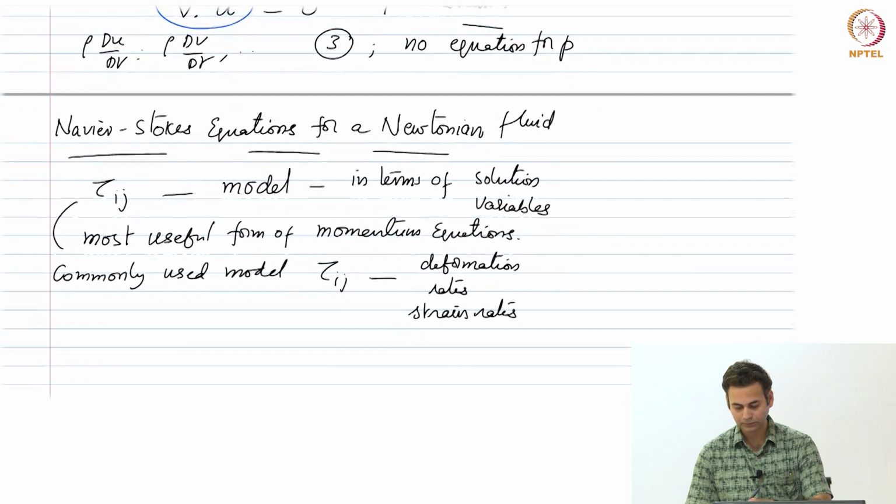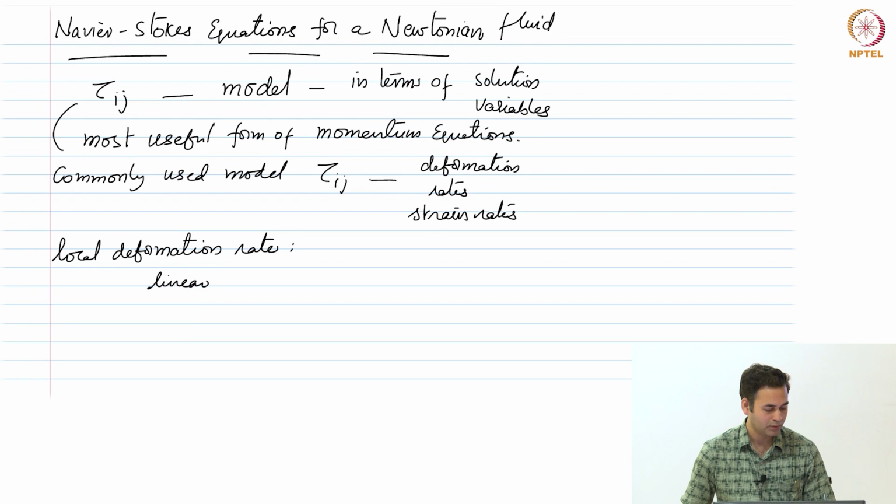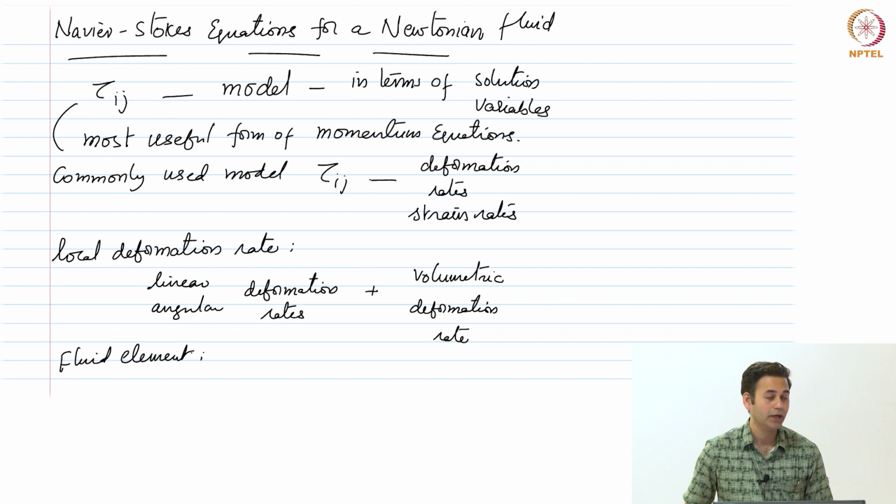So, the local deformation rate is composed of what? It's composed of linear deformations, right? Shear deformations as well as volumetric deformations, right? So, the strain rate contains the linear or the angular deformation rates as well as the volumetric deformation rate, okay? So, essentially if you take a fluid element, in general you can model the change of a fluid element at a time t naught to another time t naught plus delta t by a series of elementary superpositions, right?